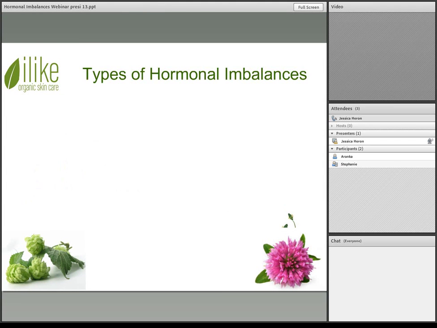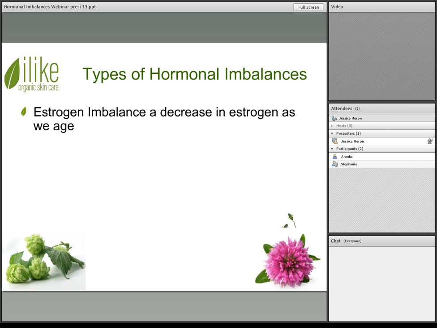So let's take a look at some of the types of hormonal imbalances. We're going to take a look at a few of them. First, the estrogen imbalance, a decrease in estrogen as we age. And what is estrogen? Estrogen is produced in a woman's ovaries. They are released by the follicles on the ovaries and then are secreted after the egg in the ovary has been released from the follicle and from the placenta.